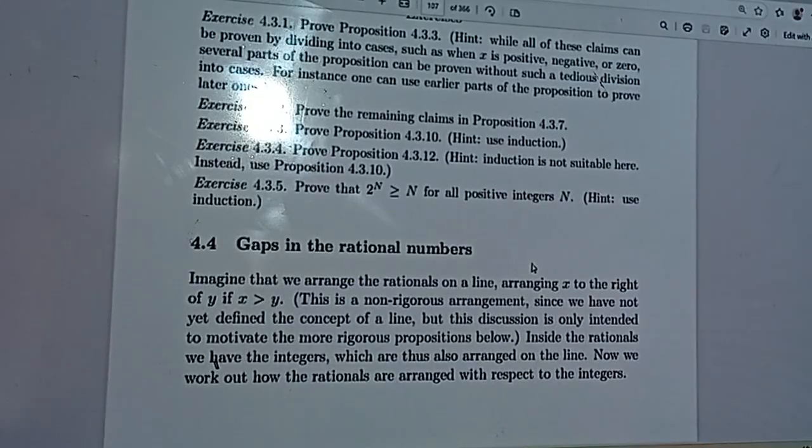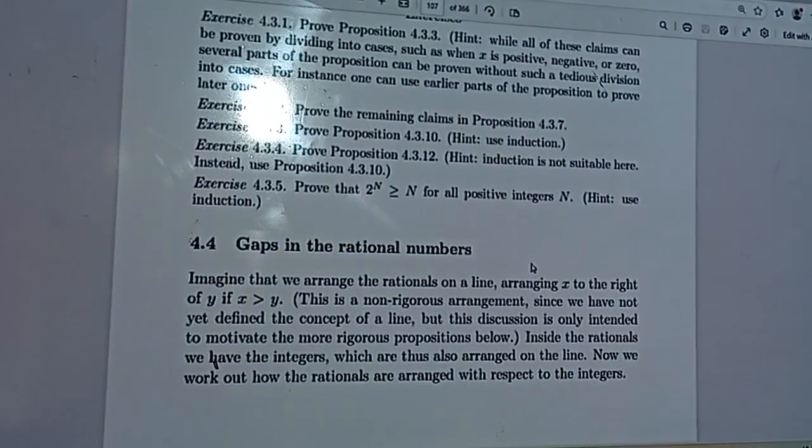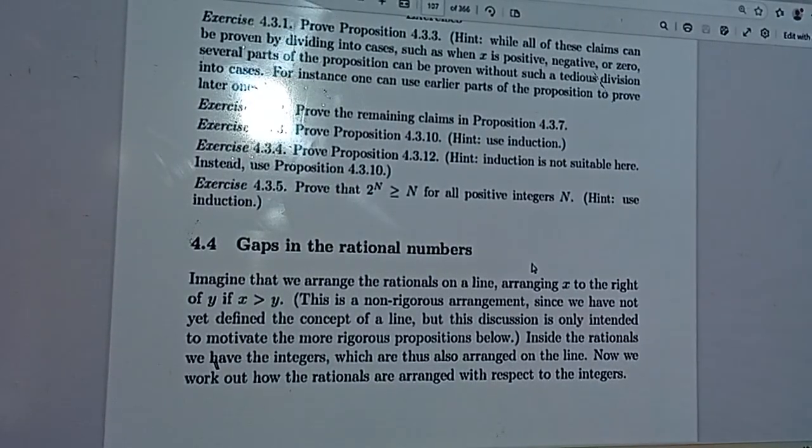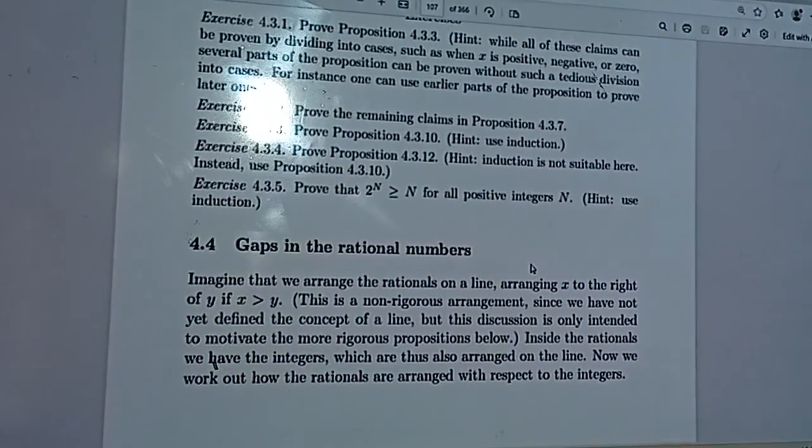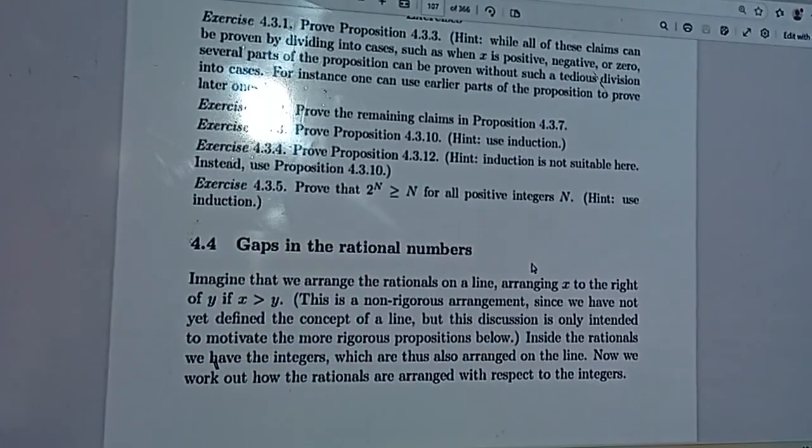Anyway, gaps in the rational numbers, he says, because if you draw a real line and put the rational numbers on it, there are so many gaps. That's what he is talking about here. Imagine that we arrange the rationals on a line, by the way, arranging x to the right of y if x is greater than y. That's usual, we call it the number line, no? Here he is talking about the number line.